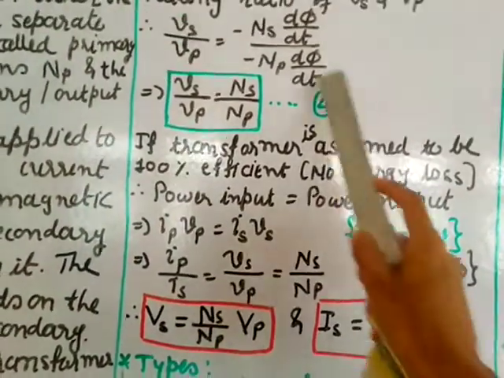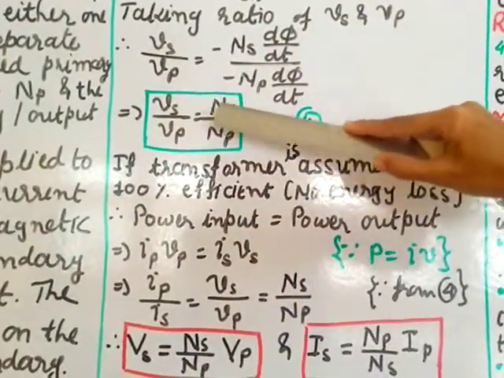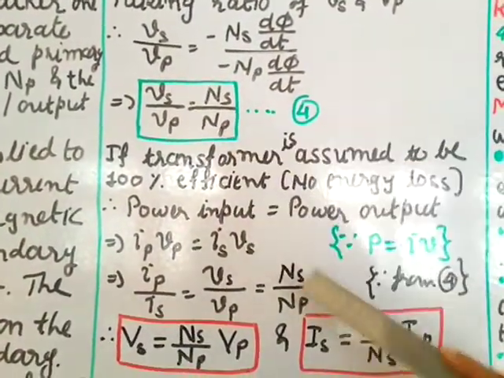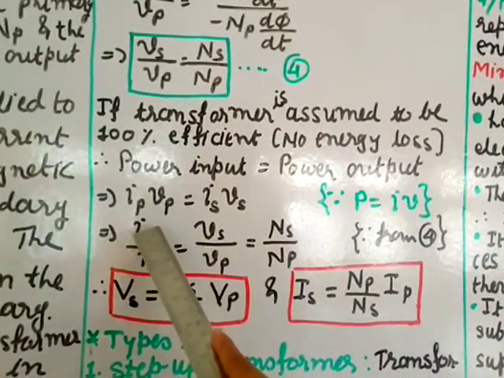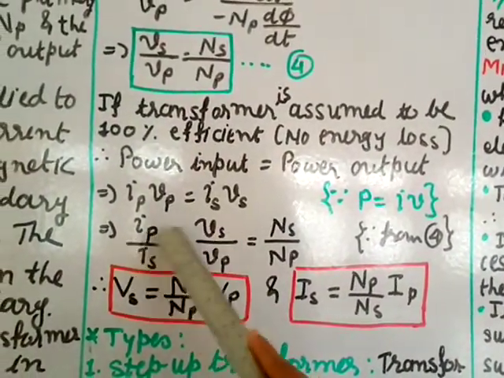But from equation 4, Vs by Vp also can be written as Ns by Np. So I put here Ns by Np from 4. Now this is the ratio of current and voltage.